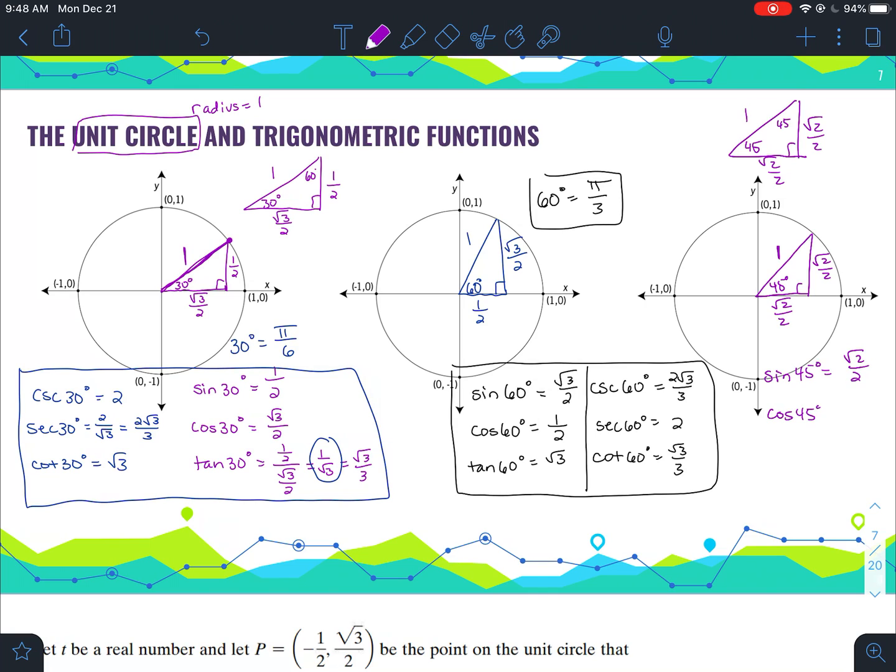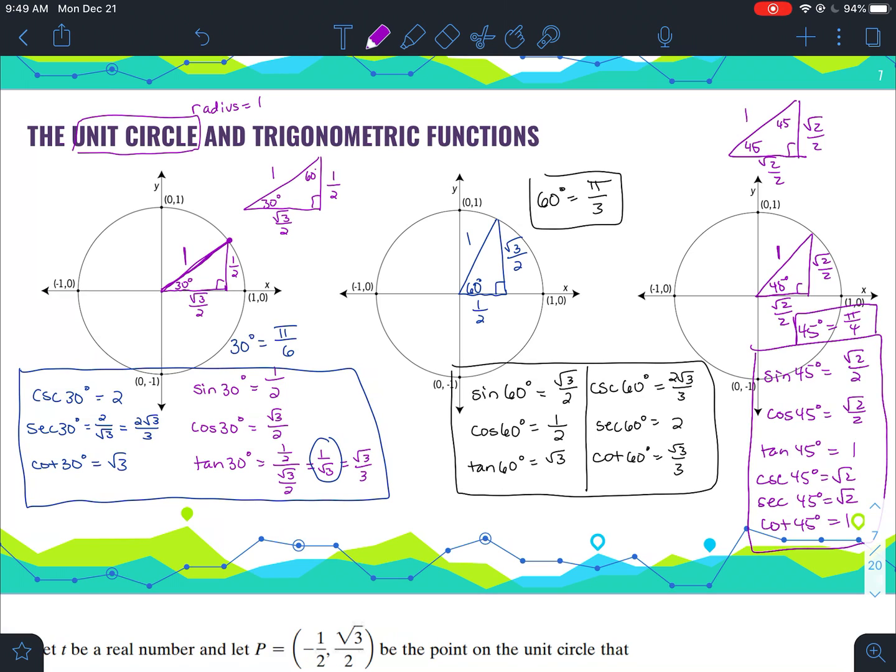So the sine of 45 degrees is going to be opposite over hypotenuse. So it'll be square root 2 over 2. The cosine of 45 degrees is going to be square root 2 over 2. The tangent of 45 degrees is going to be 1. And then if you flip all of those over, the cosecant of 45 degrees is square root 2. The secant of 45 degrees is square root 2, and the cotangent of 45 degrees is 1. And so that's what you would get for the 6 trig ratios for 45 degrees.